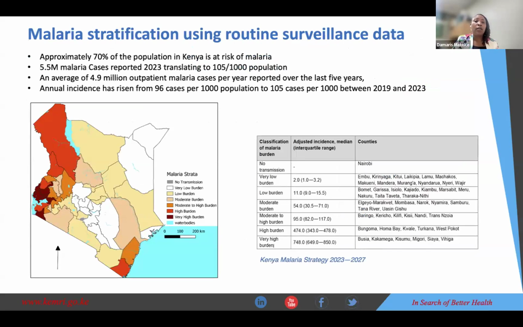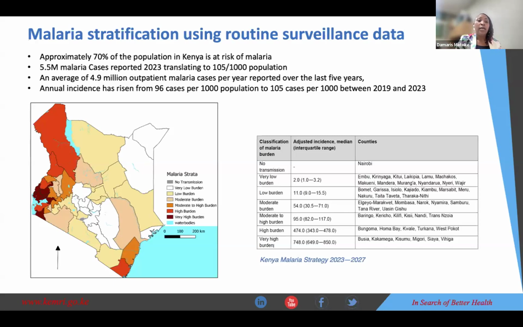In 2023, we had around 5.5 million cases reported, which translates to around 105 per 1,000 population in the country. Annually, on average, we've had around 4.5 million outpatient malaria cases, and this has been constant within the last 5 years. The figure has remained the same, with a slight increase or decrease, but on average 4.5 million outpatient cases are seen.